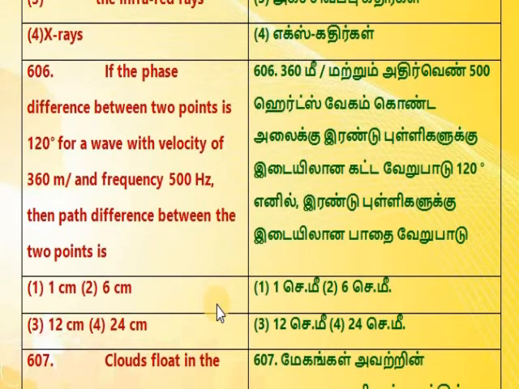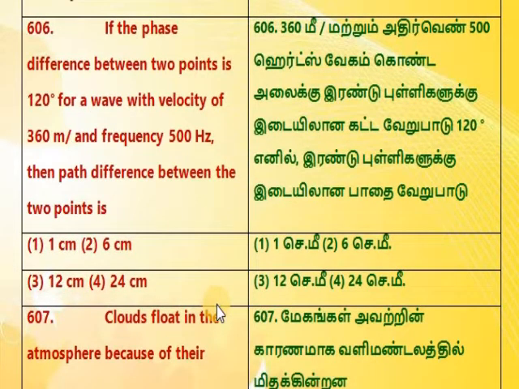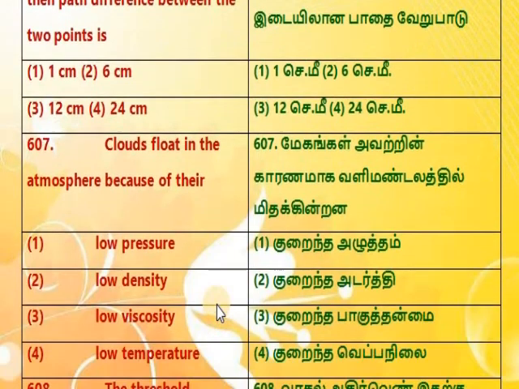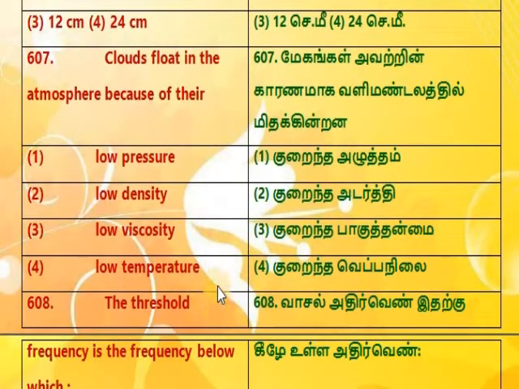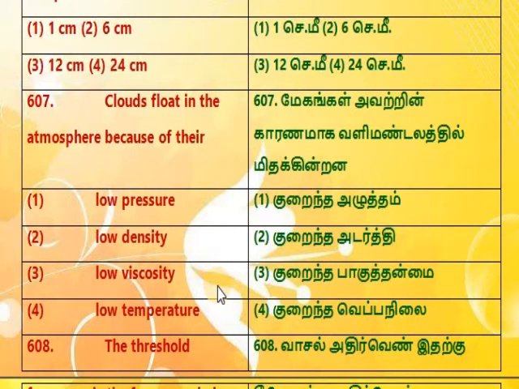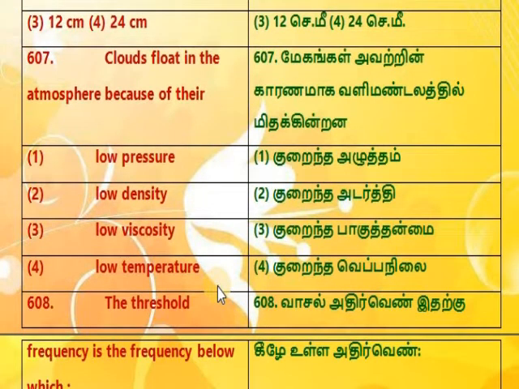606. If the phase difference between 2 points is 120 degrees for a wave with velocity of 360 m/s and frequency 500 Hz, then path difference between the 2 points is: 1. 1 cm, 2. 6 cm, 3. 12 cm, 4. 24 cm. 607. Clouds float in the atmosphere because of their: 1. Low pressure, 2. Low density, 3. Low viscosity, 4. Low temperature.